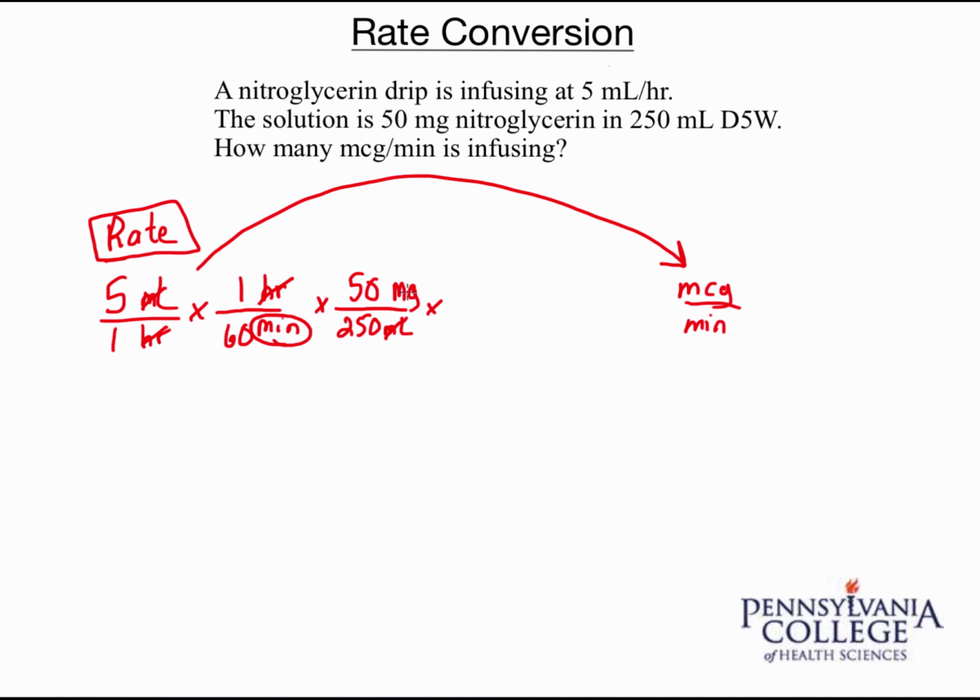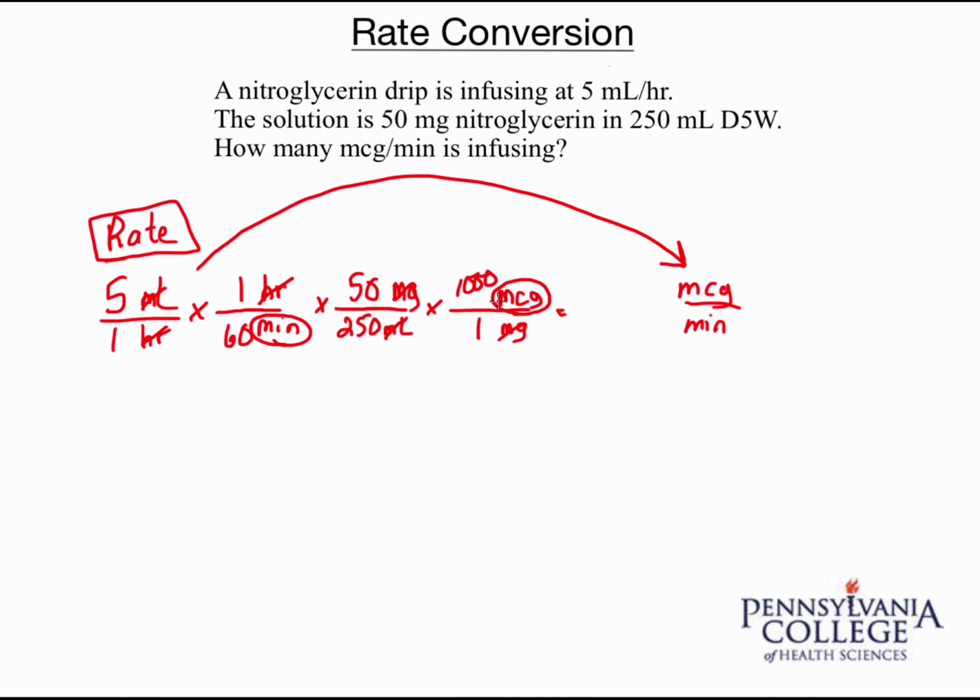I mentioned a second ago that I would have milligrams per minute if I were to stop right now, but we want micrograms per minute. There is a universal conversion from milligrams to micrograms. This is the metric system. We're talking about grams here. We know that 1 milligram is made up of 1,000 micrograms. So by adding that next factor, I would convert milligrams into micrograms.